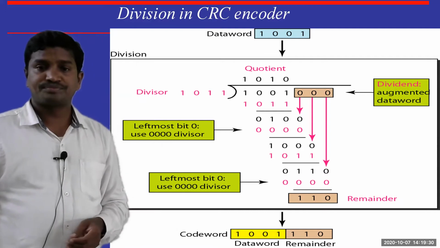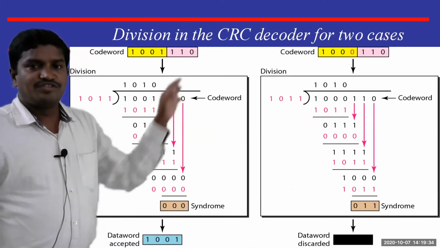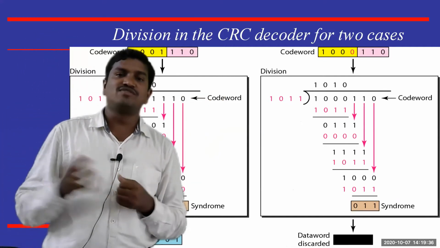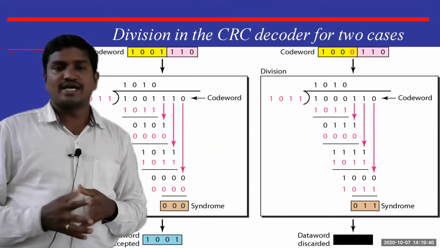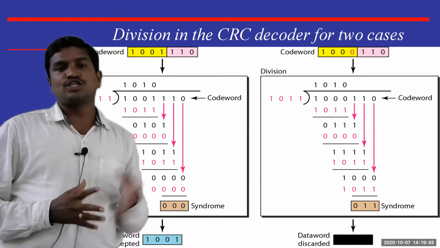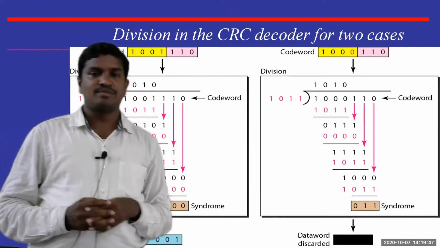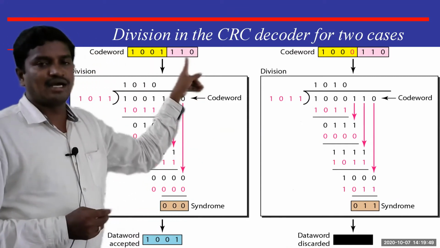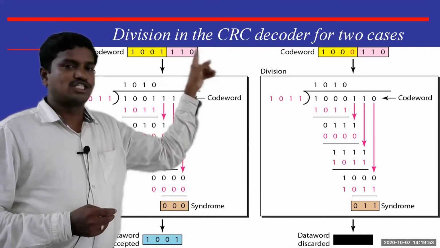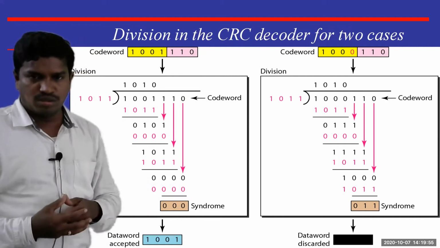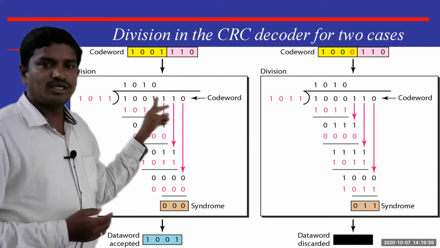So if you observe at the receiver, what happens? Now the division process at the decoder, meaning at the receiver. If it is properly sent, how do you recognize it is correct? And if something is wrong in the transmission, how do you detect there is an error? These two cases are covered here. Now the code word prepared in the encoder program is 1001110.